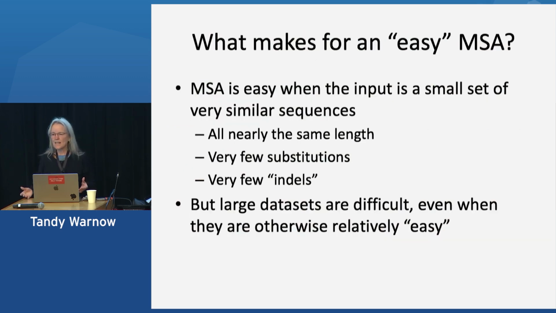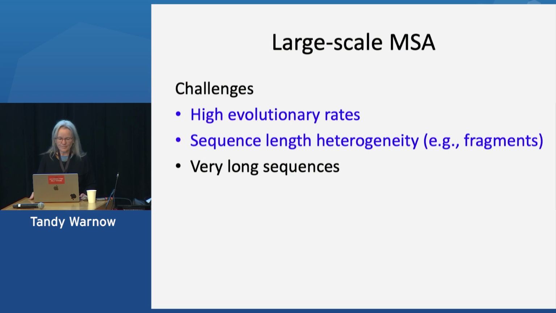So that's another issue, sequence length heterogeneity. So what is it that makes for an easy alignment? Not too many sequences, all the same length, not very much evolution, okay? That's easy. But large data sets can be hard. They're not all hard. They can be hard. And if you have sequence length heterogeneity, you always have an issue. Okay, so easy versus not easy.